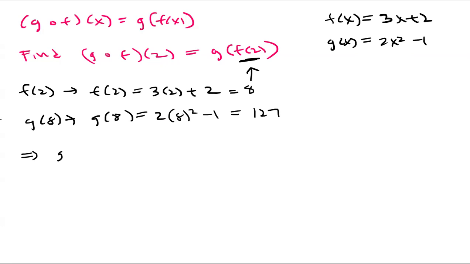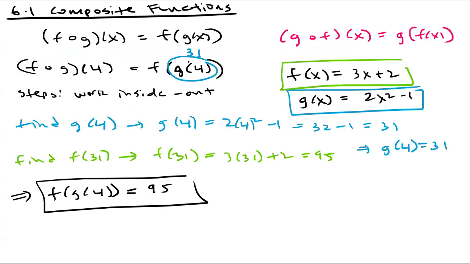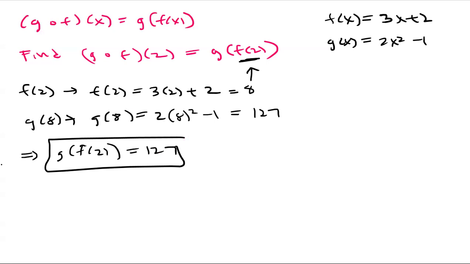So g of f of x is equal to 127. Okay. Or g of f of 2 is equal to 127. And that's what I should have written. Oh, I did that. Okay. All right. Questions so far?